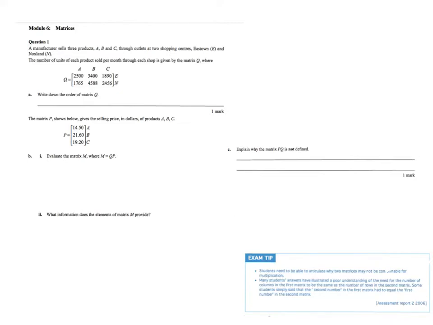We're looking at question 1. It says a manufacturer sells 3 products, A, B, and C, through outlets of 2 shopping centres, East Town and Knoxland. The number of units of each product sold per month through each shop is given in the matrix Q. So we see we've got Q matrix there.